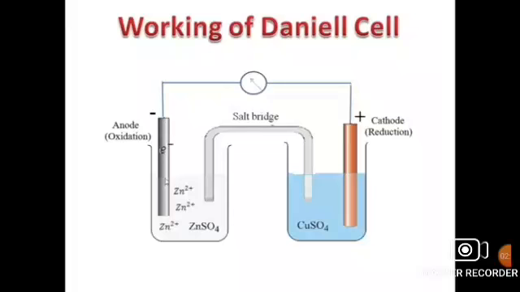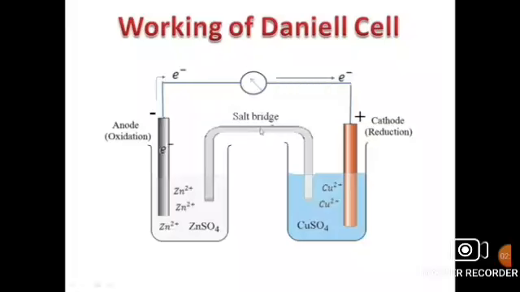This electron will flow in the anode. This electron will move and reach the cathode. The electron through the galvanometer will reach the cathode. Here copper 2 plus ions will be produced from the cathode. From this cathode, copper 2 plus ions will be produced and move into the solution.